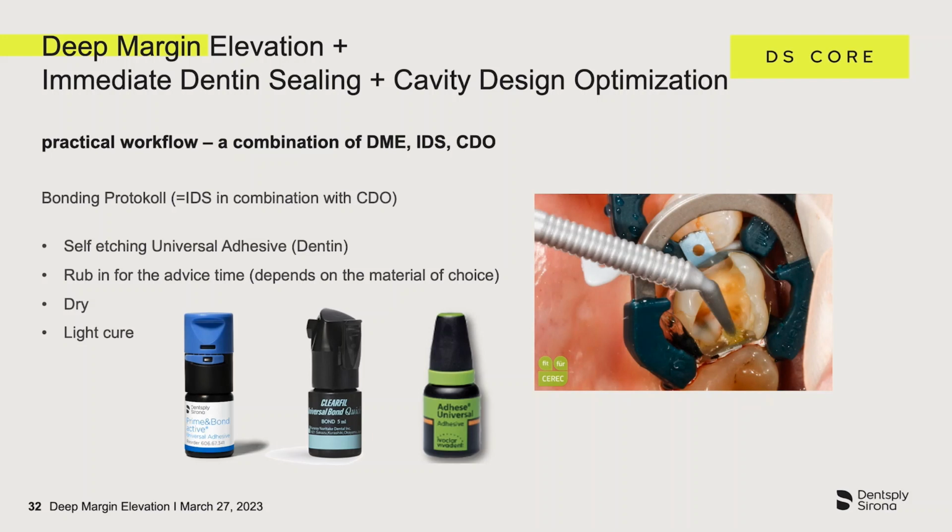There are several alternatives, such as Clearfil Universal Bond Quick from Kuraray Noritake or the Adhese Universal from Ivoclar Vivadent. The advantage of Clearfil Universal Bond Quick is that no reaction time is required. This universal adhesive simply has to be applied to the dentin, briefly massaged in, and can then be blown and light cured without any time being specified.